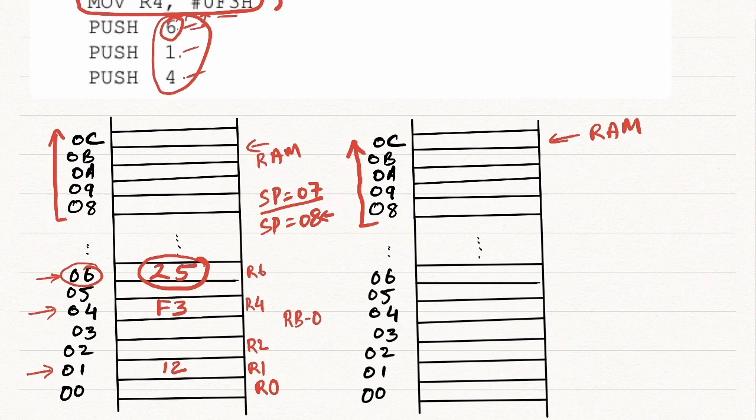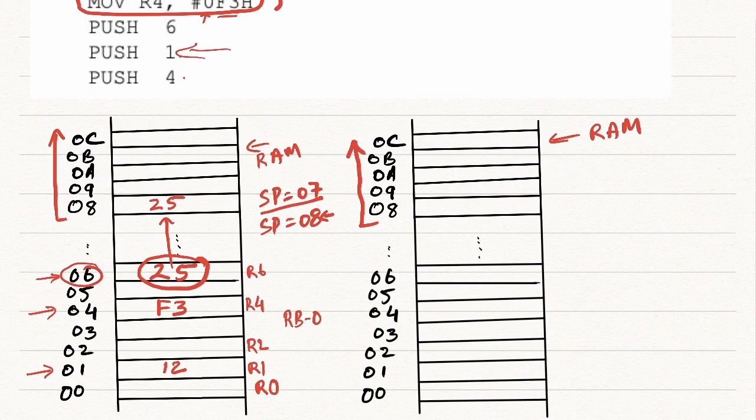Yeah, so this 25 will be moving to the 8th location, 25. Okay, so this is what is happening after the execution of the first line. Now coming to the second line, the next line is basically push 1. So when I say push 1, the content of memory location 1, which is 12, will be pushed to the next stack location.